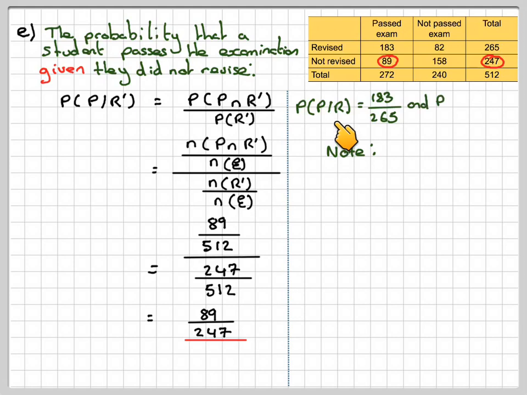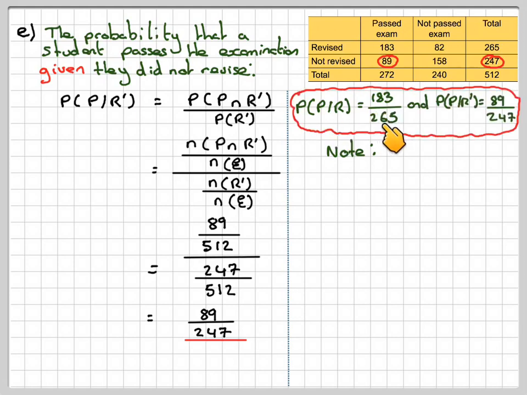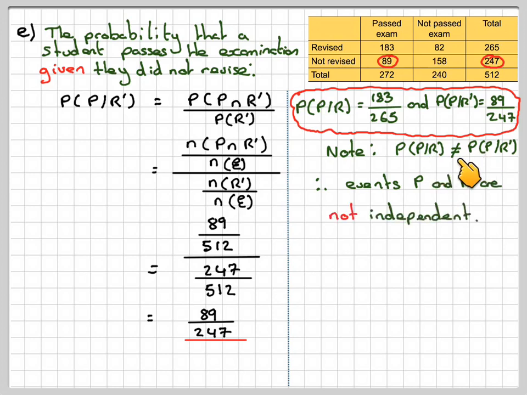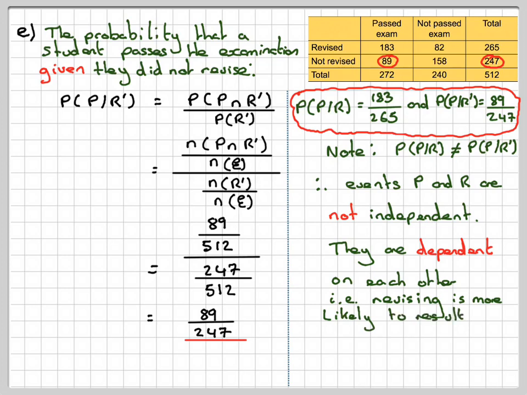Note, the probability of P given R is 183 over 265, and the probability of P given not R is 89 out of 247. Does R have an effect on the probability? Yes. The fact that they revised or did not revise does have an effect. So these events are not independent. For these to be independent, these two values would have to be equal to each other. They are dependent on each other, i.e. revising is more likely to result in passing the examination.